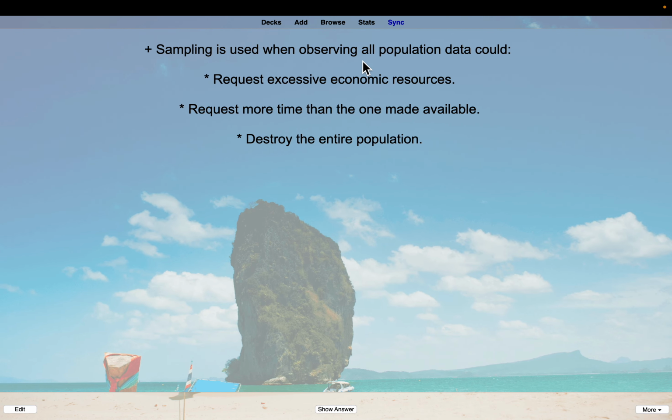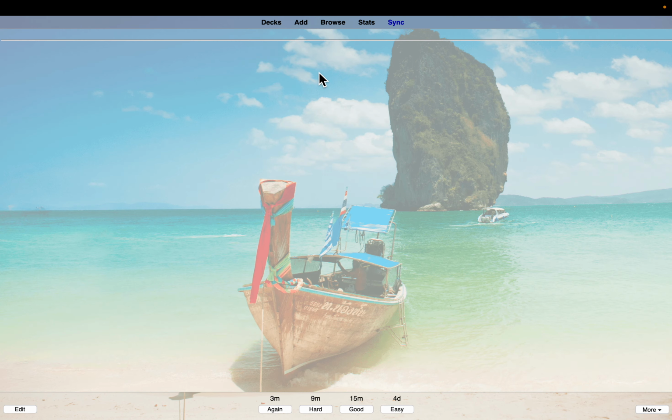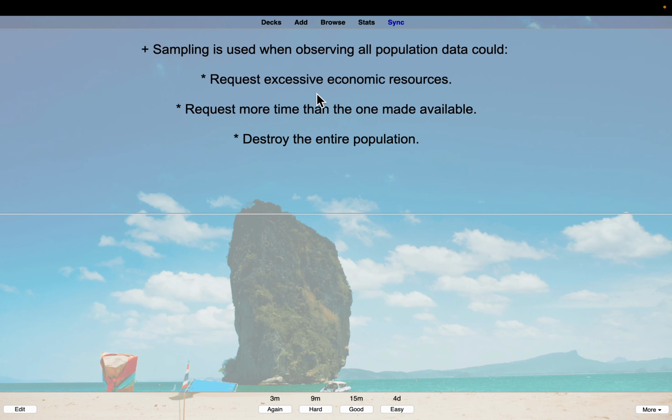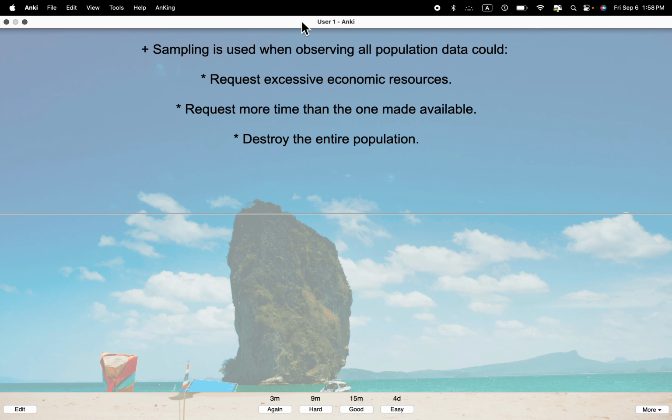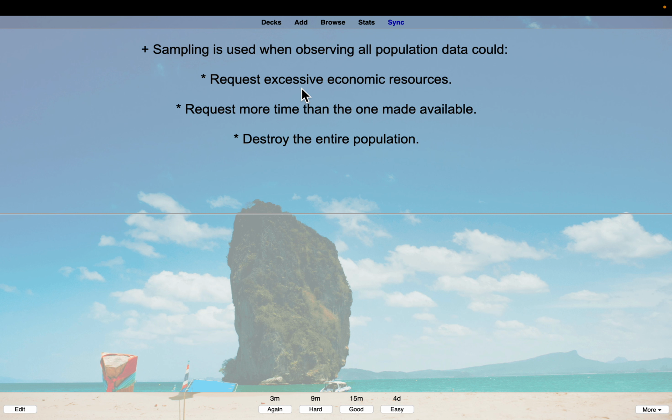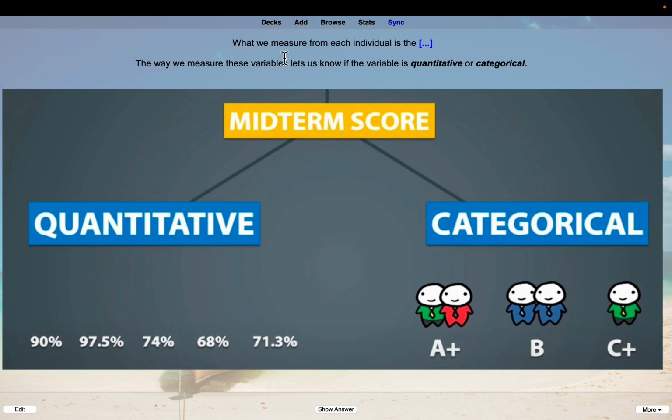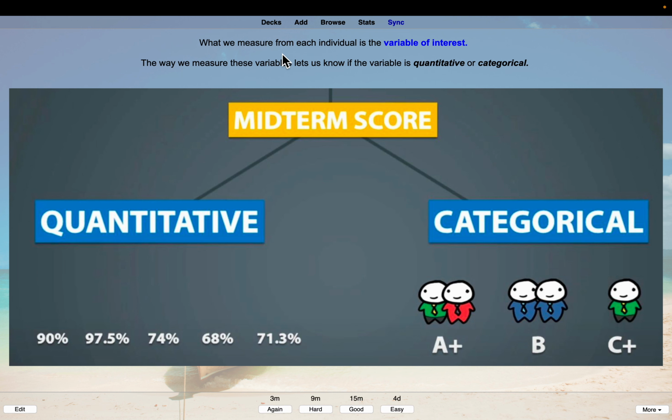Sampling is used when observing all population data could. What is this? I don't get this flashcard. So I think we need to choose from these three. One of these three is correct, two are false. I'm not sure what this means. We'll skip that.